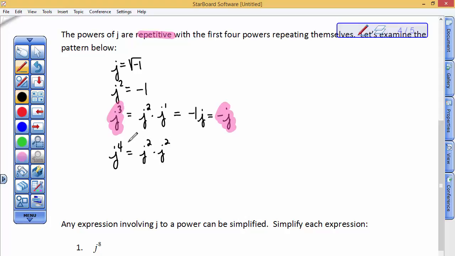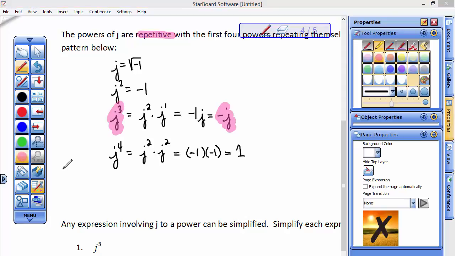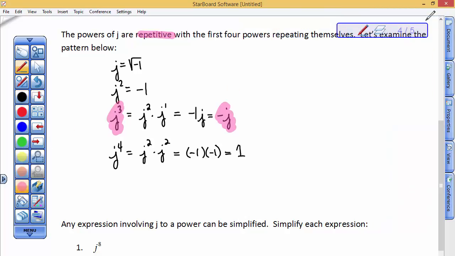But way back here, j squared is a negative 1. And so we have here a negative 1 times a negative 1 is a positive 1. And from here, the pattern will repeat. But what I want you to know is that I'm bringing a couple colors into my palette so I can use them. I just love j to the second because it's a nice number, negative 1, and I love j to the fourth because it's equal to 1.